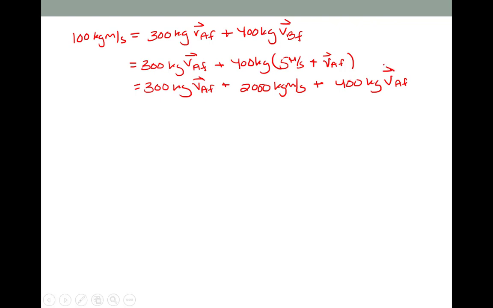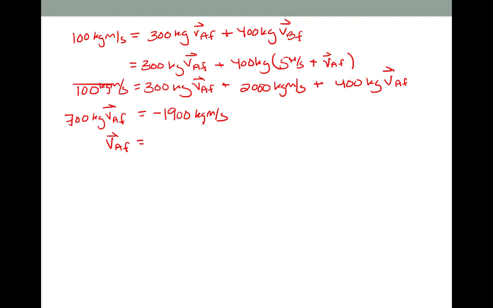And now I can combine like terms. So I have a 300 kilogram VA final and a 400 kilogram VA final. So that's going to give me 700 kilograms VA final. I'm going to bring the 100 kilogram meters per second down to the previous line. And notice I have a 100 and a 2000. So when I bring the 2000 over to the other side, that gives me a negative 1900. And now I can solve for VA final equals negative 2.7 meters per second. Done.